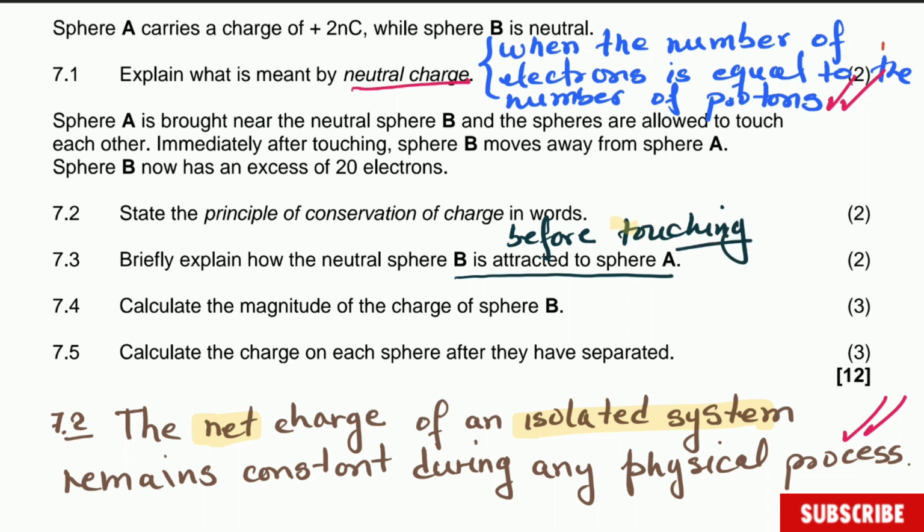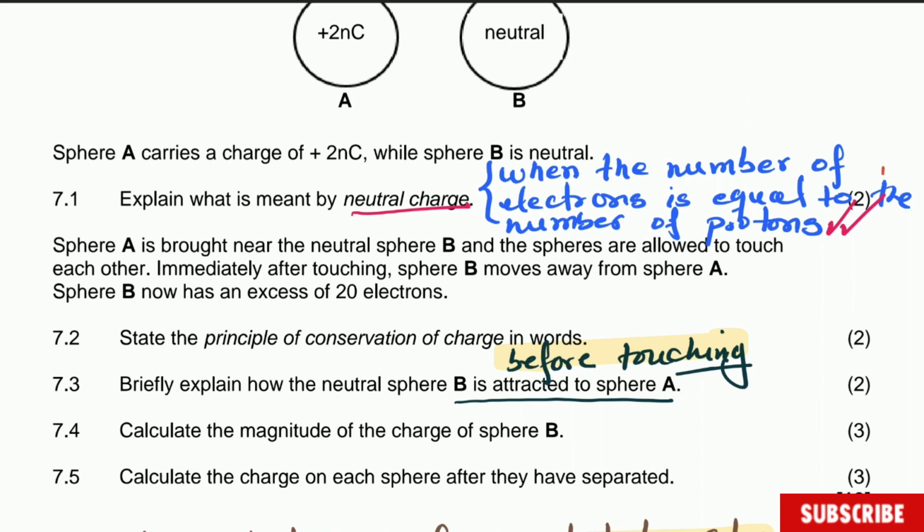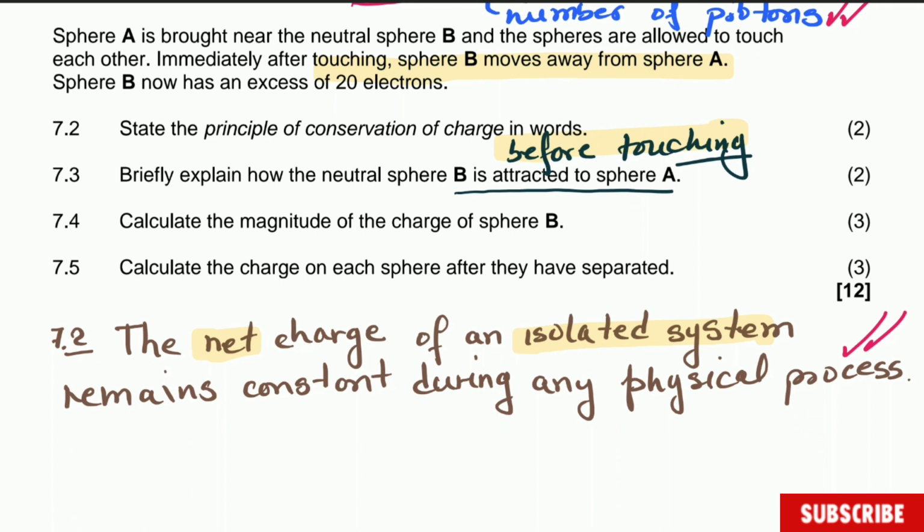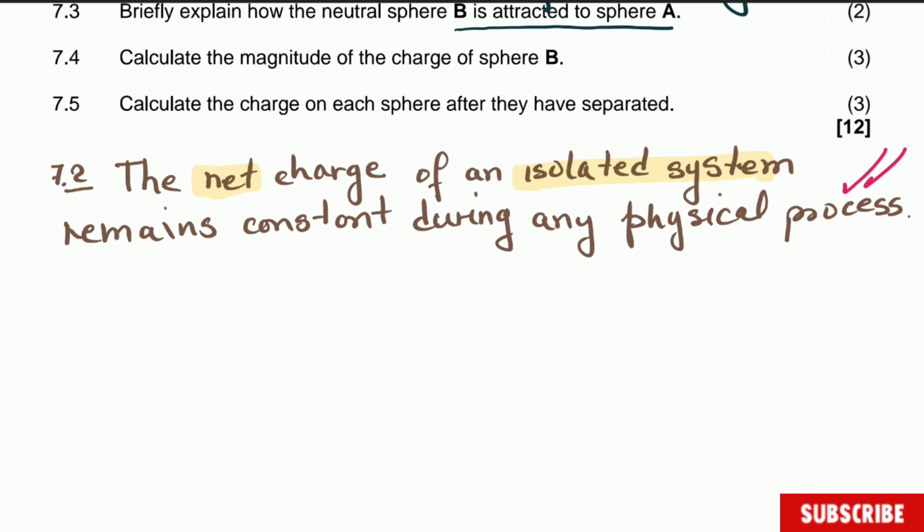Because if you go back and read, it says that sphere B now has an excess of 20 electrons, and immediately after touching, sphere B moves away from sphere A. So after touching, they repel each other. Before touching, they attract each other. So why are they attracting each other before they are touching, when they are close to each other? They were far away, now they are brought close to each other, and then they attract each other.